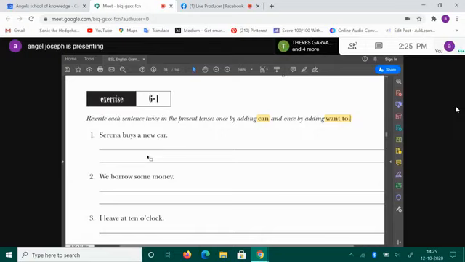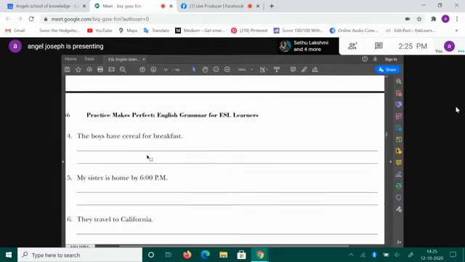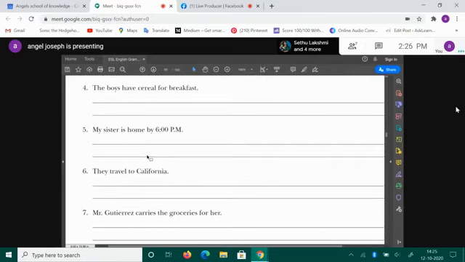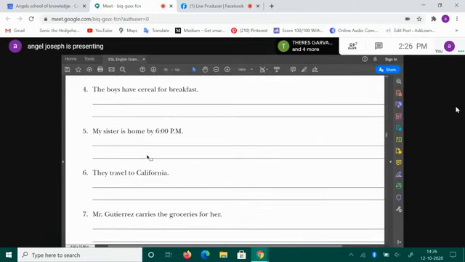Third one. I leave at 10 o'clock. I can leave at 10 o'clock. Yes, I can leave at 10 o'clock. The next would be I want to leave at 10 o'clock. And let's look at the fourth one. The boys have cereal for breakfast. The boys can have cereal for breakfast. The next one would be the boys want to have cereal for breakfast. So a very simple exercise.